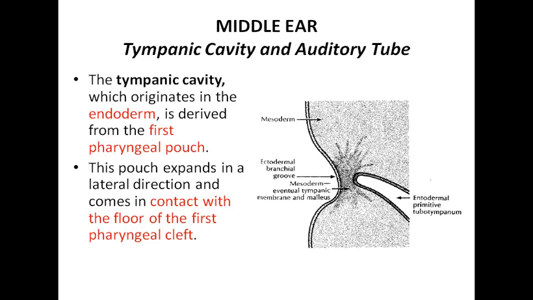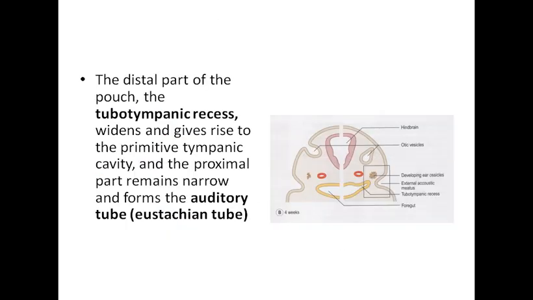Then we come to the tympanic cavity, which originates in the endoderm, and it is derived from the first pharyngeal pouch, right? This pouch expands in the lateral direction, and it comes in contact with the floor of the first pharyngeal cleft. Let's see in the picture over here, like this. Okay. The distal part of the pouch, the tubotympanic recess, this is the distal part of the pouch.